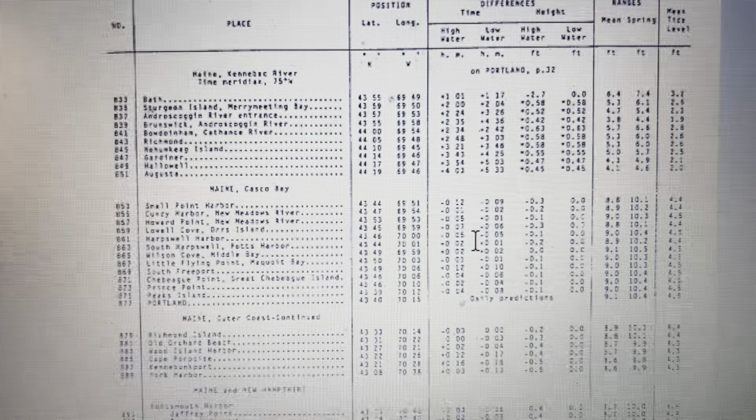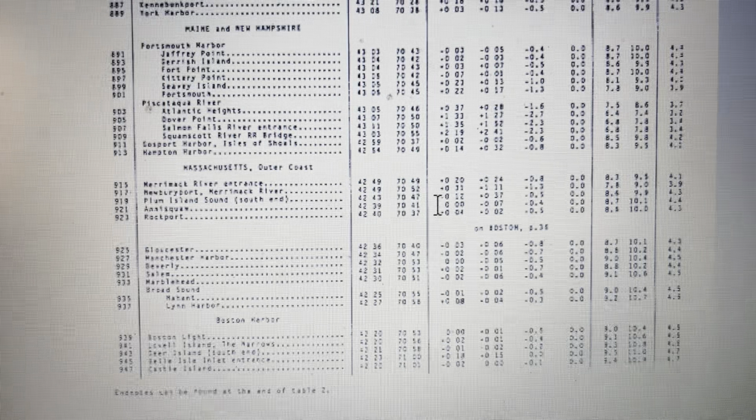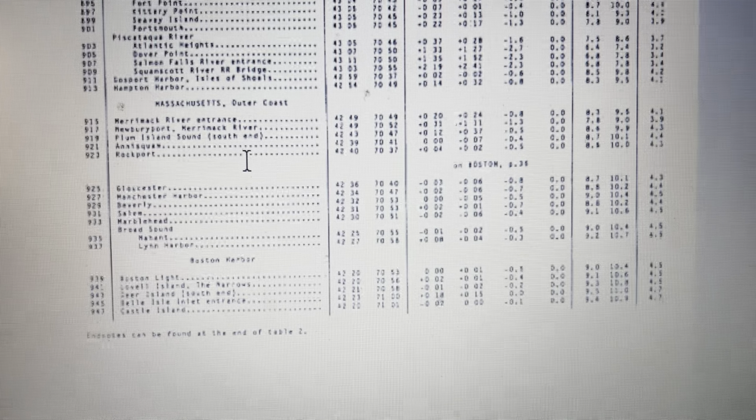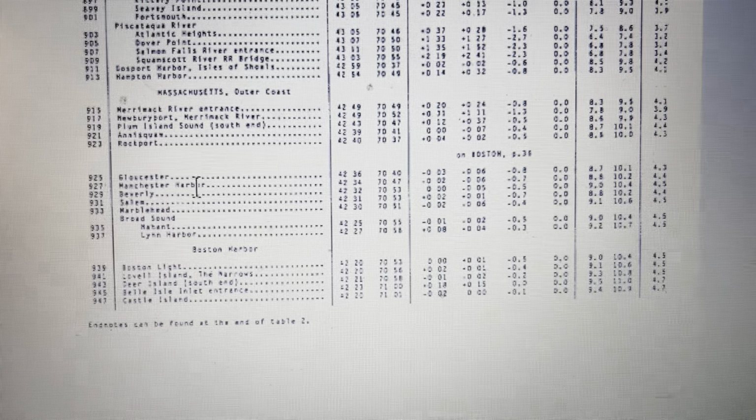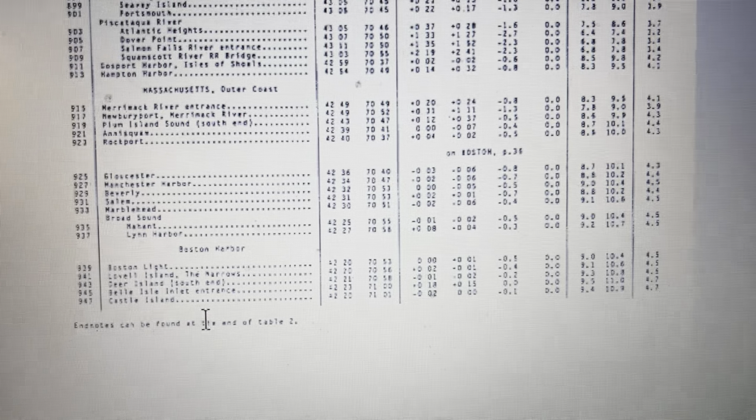If we scroll through, this is another pretty large section. You can see, now we're back in Maine again. Here we're down to Massachusetts. Manchester Harbor can be defined off of Boston, so can Marblehead, and it continues.